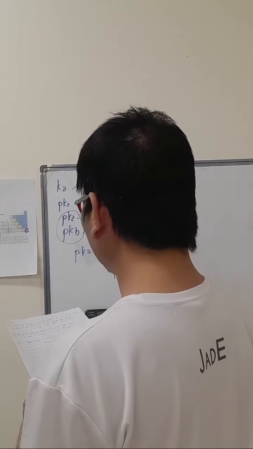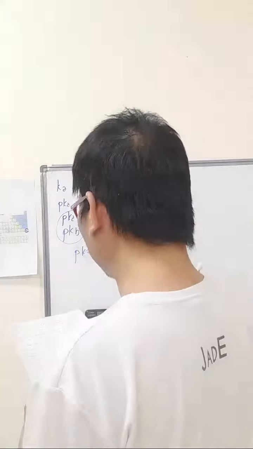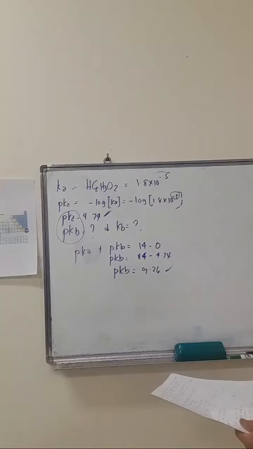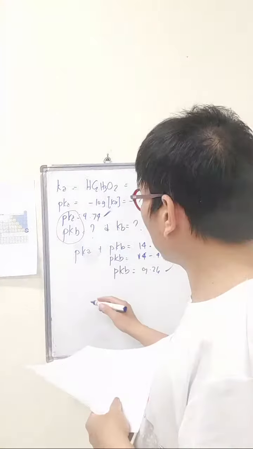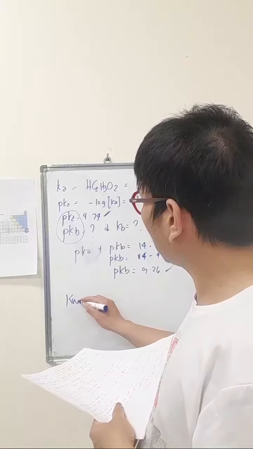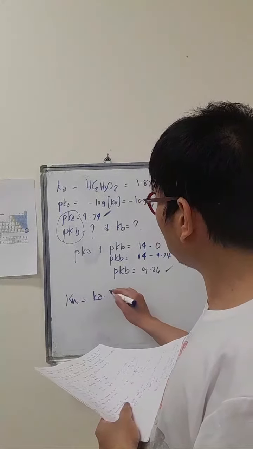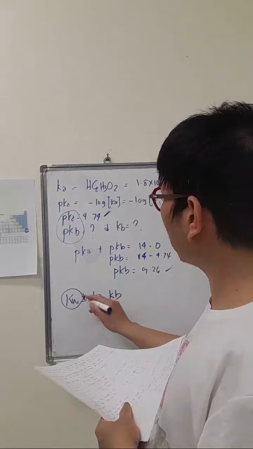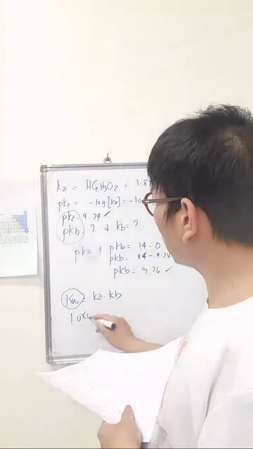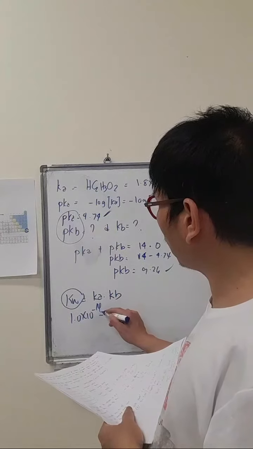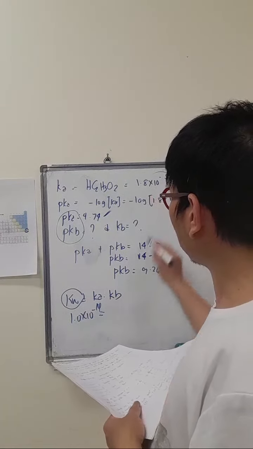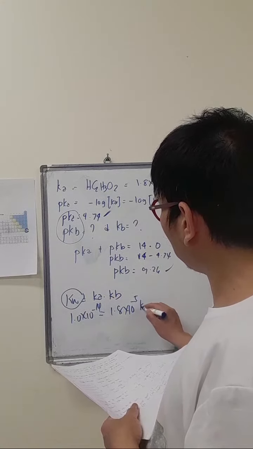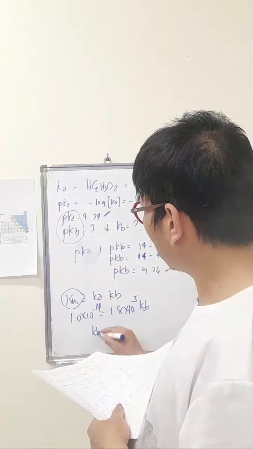Now, what is the value of Kb? It's very easy. We can get Kb because Kw is equal to Ka times Kb, right? Kw is standard at 1.0 times 10 to the negative 14, and we have Ka as 1.8 times 10 to the negative 5. Then our Kb is obviously this one.